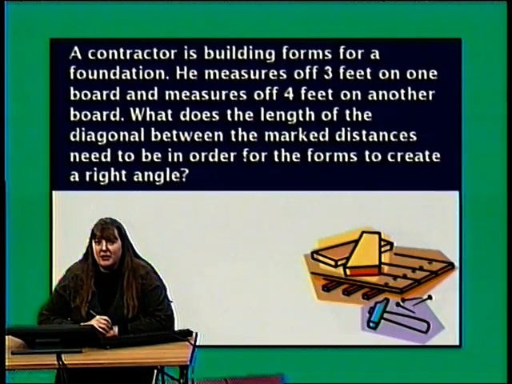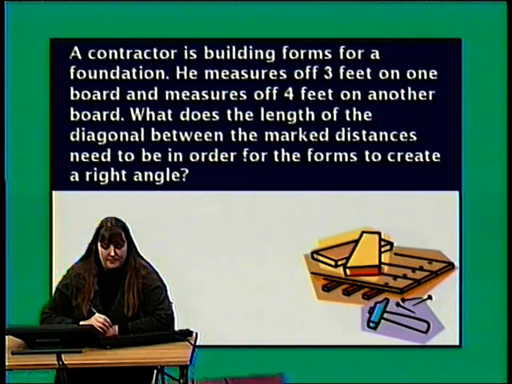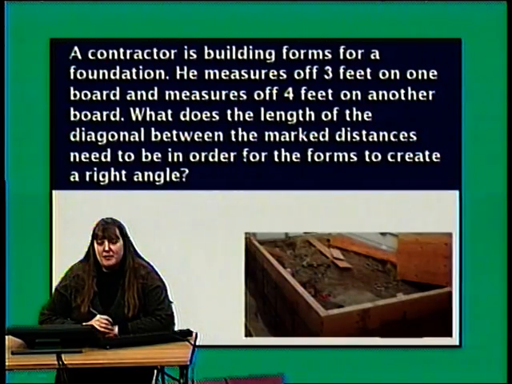Let's look at another application. A contractor is building forms for a foundation. He measures off 3 feet on a board and measures off 4 feet on another board. What does the length of the diagonal between the marked distances need to be in order for the forms to create a right angle? Well, let's think about a picture here.